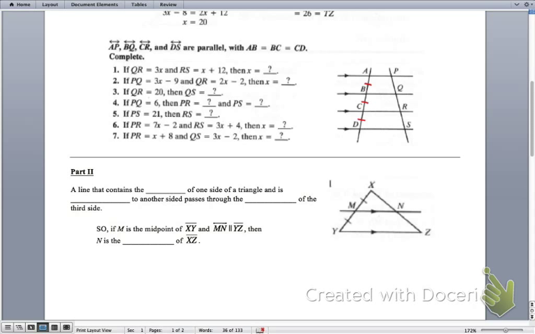All right, here's a set of questions that use this theorem. We've got four parallel lines in this diagram. If AB is congruent to BC is congruent to CD, then these pieces have to be congruent as well, PQ, QR, and RS. Use that information to see if you can answer 1 through 7. Pause the video first. Okay, how did you do? Figure out which ones you have questions about.